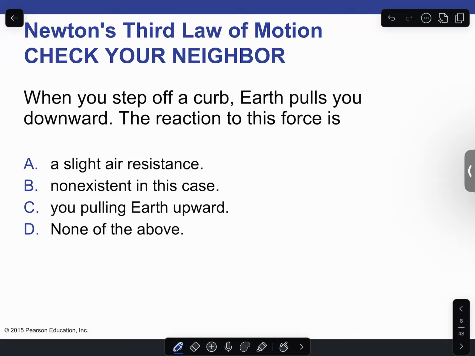Okay, let's identify this. Earth pulls you down. What manner of force does Earth use to pull you down? Gravity. What's the third law pair to Earth gravitates you? You gravitate Earth. Correct answer is C. We're now at 90%. I'm going to move on.